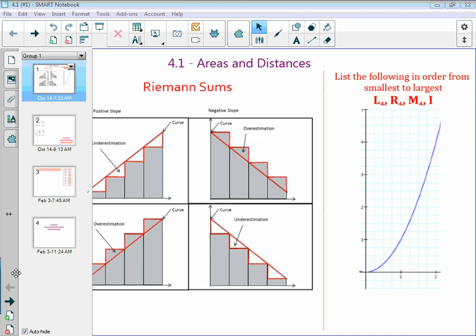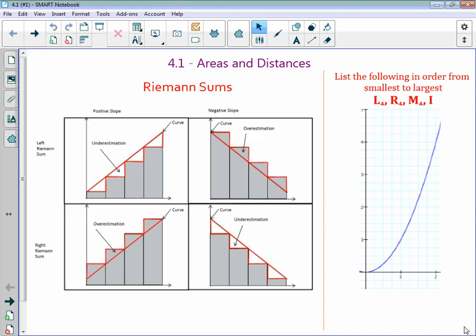Okay, we're talking about area and distances. So it kind of sounds like two completely separate things. But what we're actually finding here is we're trying to find what the area underneath this curve is. Okay, so right now it's linear. It's not always going to be linear. Sometimes you'll have a nice curvy graph and you're trying to find what the area underneath that curve is.